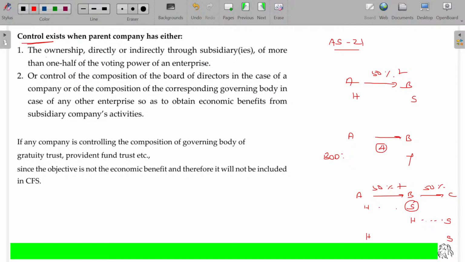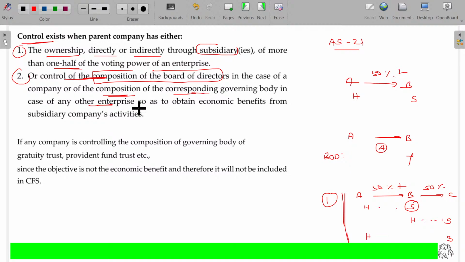So ownership, directly or indirectly through subsidiaries, of more than one half of the voting power. Number 1. So this is nothing but this point. Number 2, control of the composition of the board of directors in case of a company, or of the composition of the corresponding governing body in case of any other enterprise, so as to obtain economic benefits from the subsidiary.